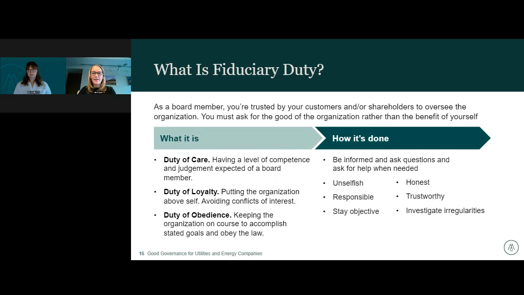So here is breaking it down even further for the fiduciary duty. It really comes down to three major components: a duty of care, a duty of loyalty, and a duty of obedience. The duty of care is really just having a level of competence and judgment expected of a board member. Now this can change. I actually just got off my second term on the Moss Adams Executive Board, and I can tell you, when I walked in my boardroom on the first day, I sure didn't have the level of competence that, hopefully, people would say I had when I walked out.